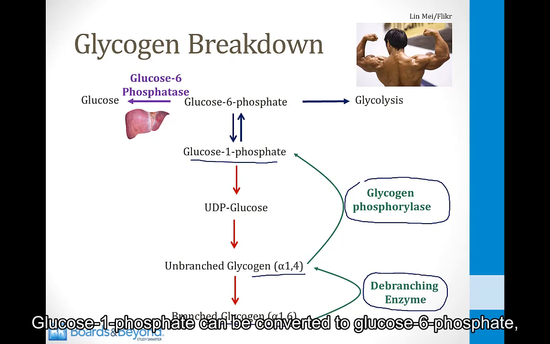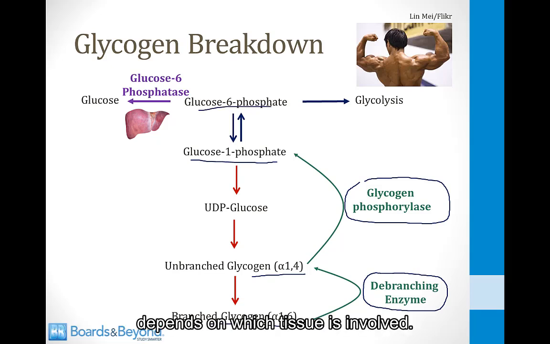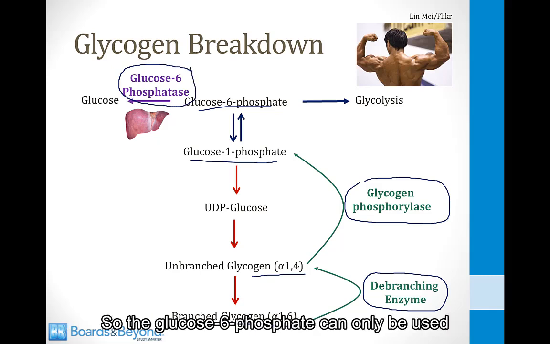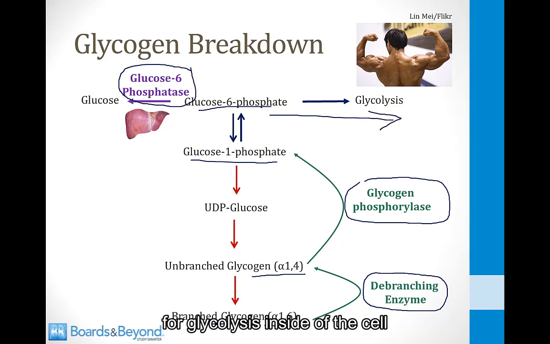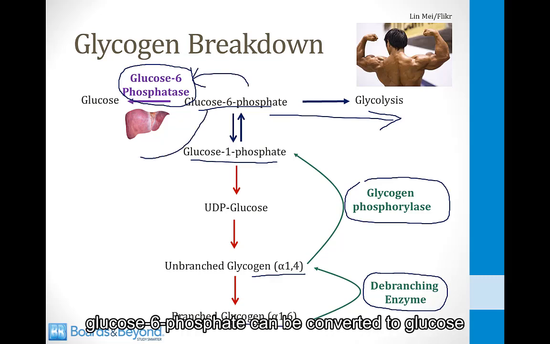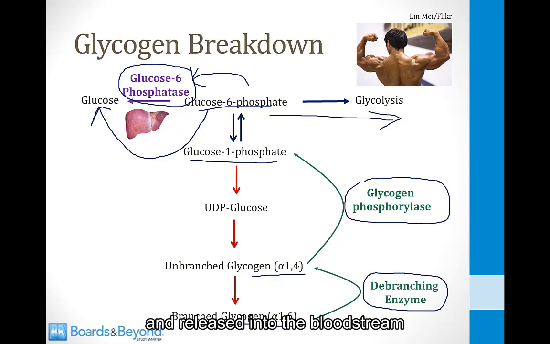Glucose 1-phosphate can be converted to glucose 6-phosphate, and from there, the molecule's fate depends on which tissue is involved. In the muscle cells, there is no glucose 6-phosphatase, so the glucose 6-phosphate can only be used for glycolysis inside of the cell which initially stored the glycogen. In the liver, because of the presence of the enzyme glucose 6-phosphatase, glucose 6-phosphate can be converted to glucose and released into the bloodstream so it can maintain blood sugar levels during times of fasting.